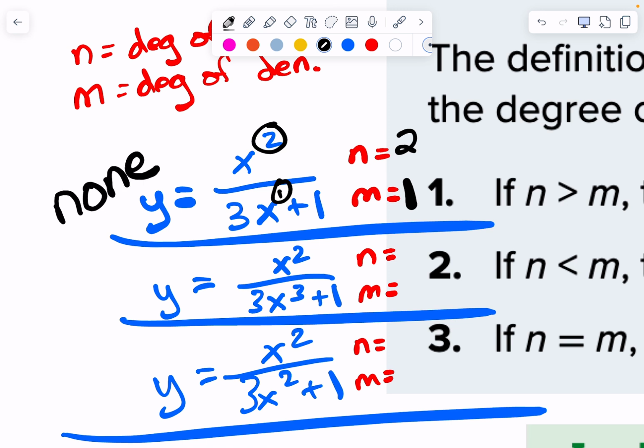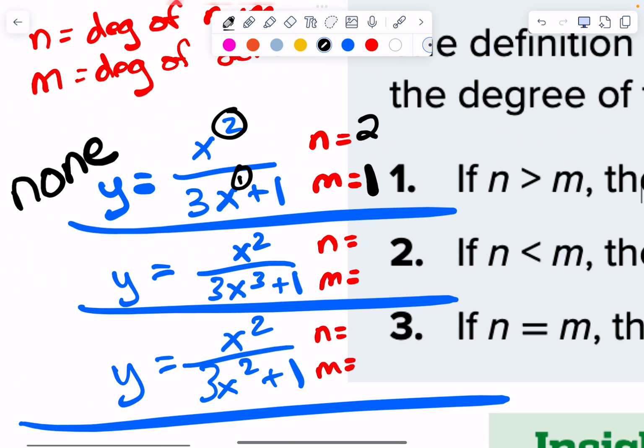Okay, all right, this one. What is his n? 2. What is his m? 3. The power is there, okay? He is bottom heavy. And things that are bottom heavy just sit there, right?